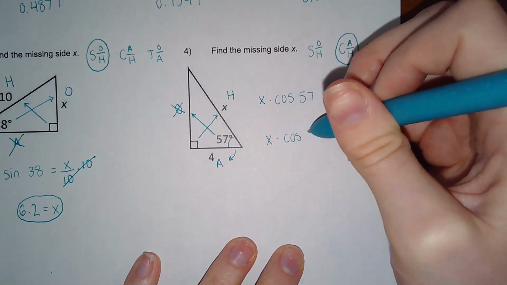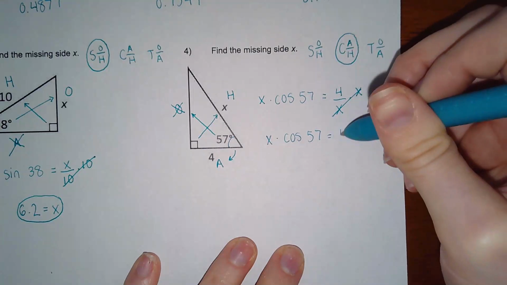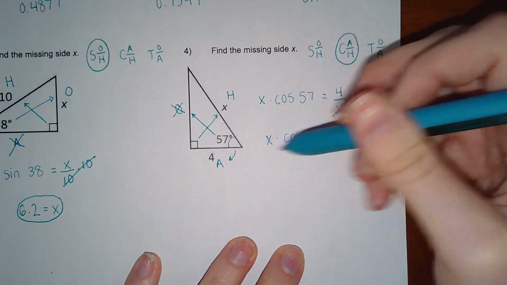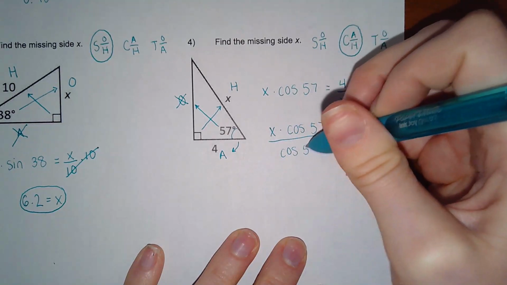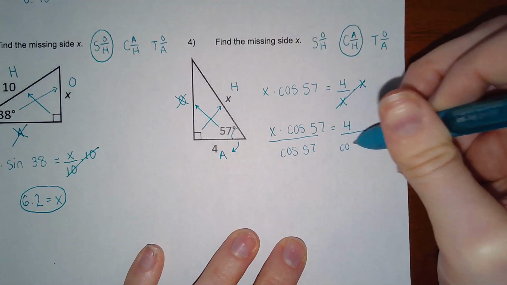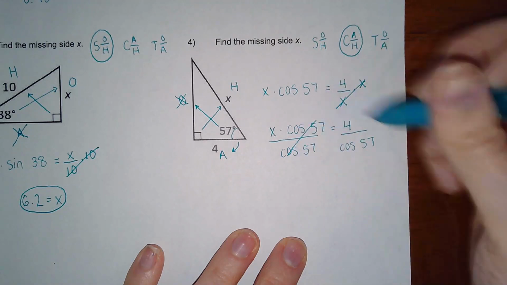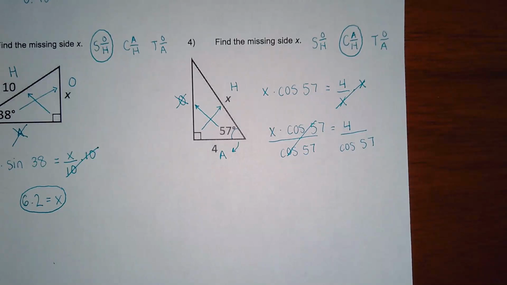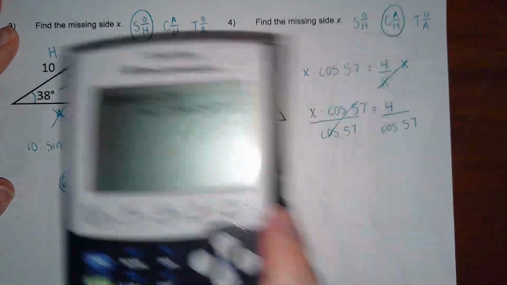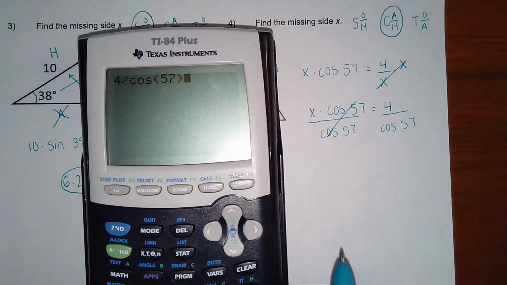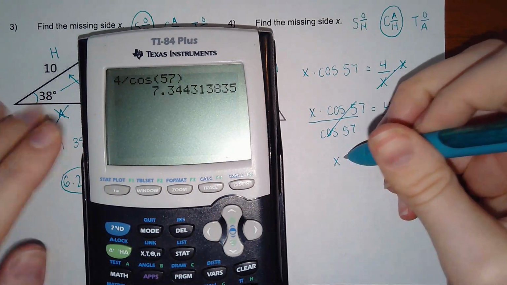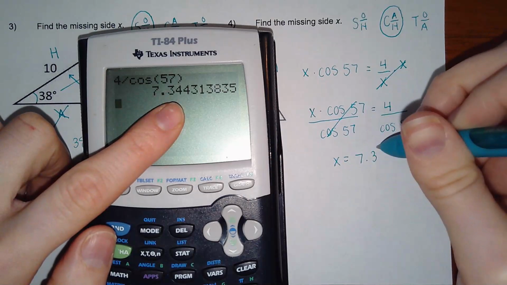So if I move X, we get X times the cosine of 57. And now if I wanted to undo that, I'm multiplying by the cosine of 57, so we could divide by the cosine of 57. So that's what I could type in my calculator. I could type in 4 divided by the cosine of 57. And again, I'll go ahead and give just 1 decimal, so I'll say 7.3.